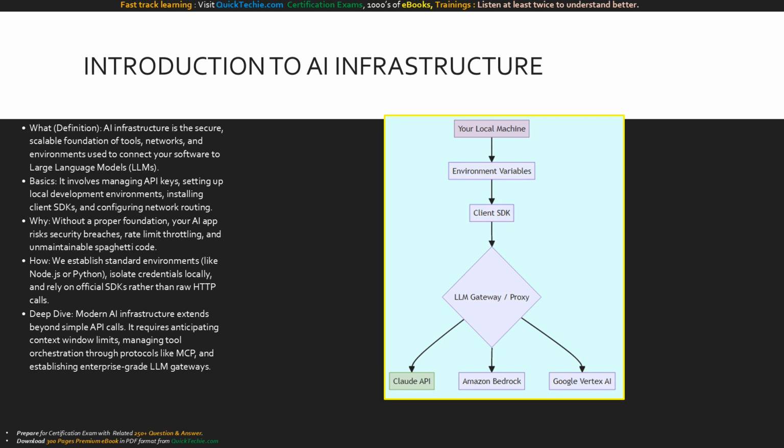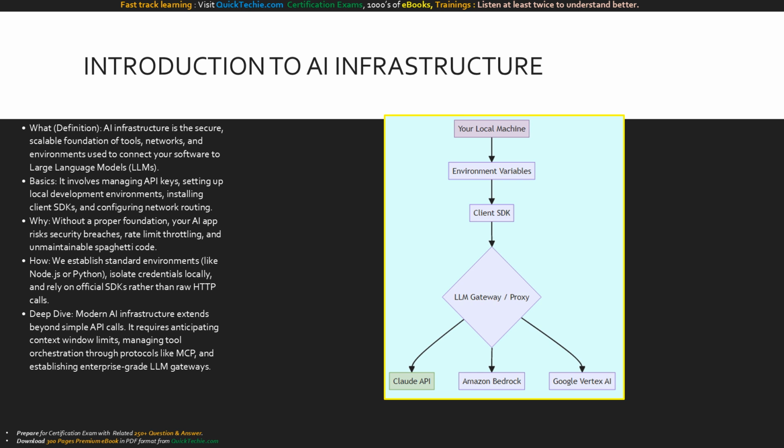Let's start by defining what we mean by AI technical infrastructure. When we build with Claude, we aren't just making simple web requests, we are orchestrating complex, stateful systems. The absolute basics involve getting your API keys, setting up local development folders, and pulling in the right software development kits, or SDKs. Why is this so critical? Because treating an LLM integration like a basic third-party widget leads to massive security vulnerabilities and unscalable code.